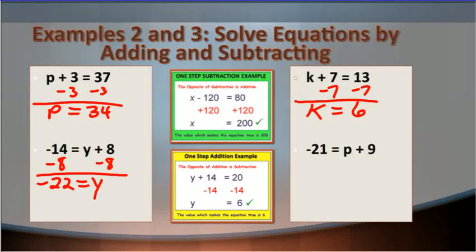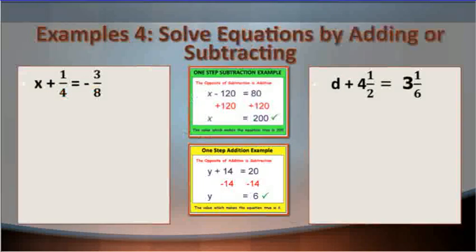And the last one on this slide, we have negative 21 equals p plus 9. The opposite of adding 9 is subtracting 9. If I subtract 9 on both sides, I end up with p on the far right-hand side. Negative 21 minus 9 is a negative 30.